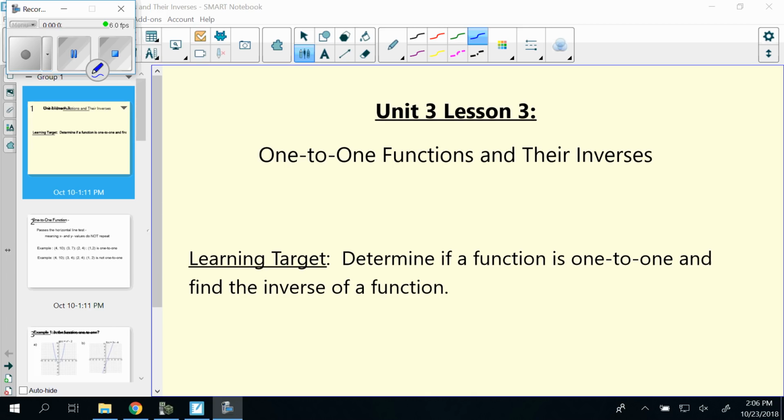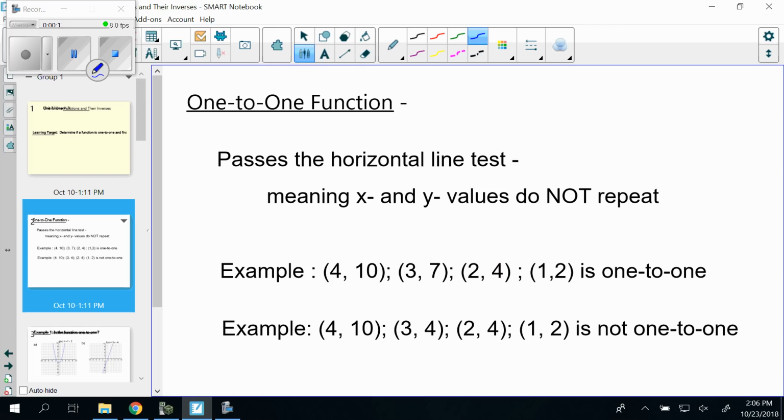For this lesson, we're going to look at one-to-one functions and also inverse functions. So we want you to be able to find both once this is done. All right, one-to-one functions. They are functions that don't have x or y values that ever repeat.